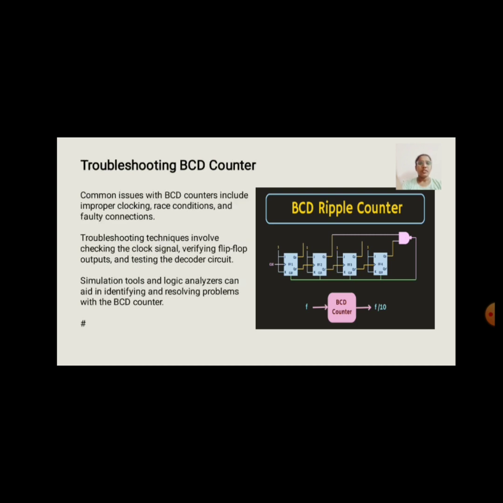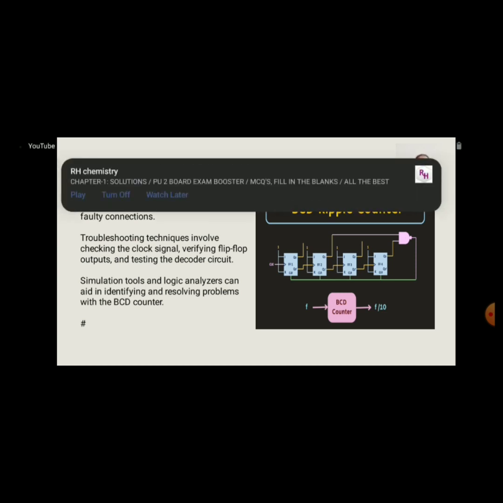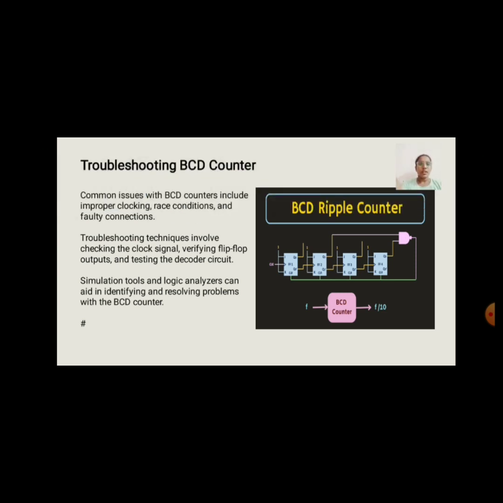Next, troubleshooting BCD counter. Common issues with BCD counters include improper clocking, race conditions, and faulty connections. Troubleshooting techniques involve checking the clock signal, verifying flip-flop outputs, and testing the decoder circuit. Simulation tools and logic analyzers can help in identifying and resolving problems with BCD counter.